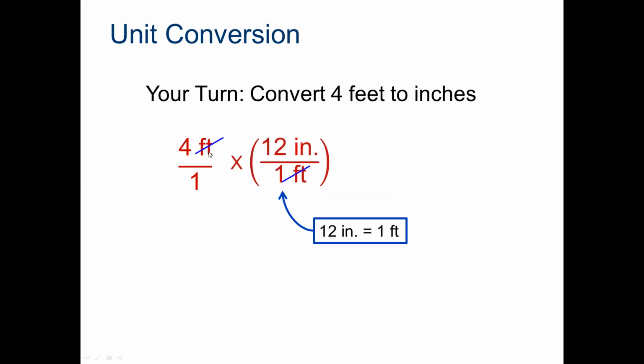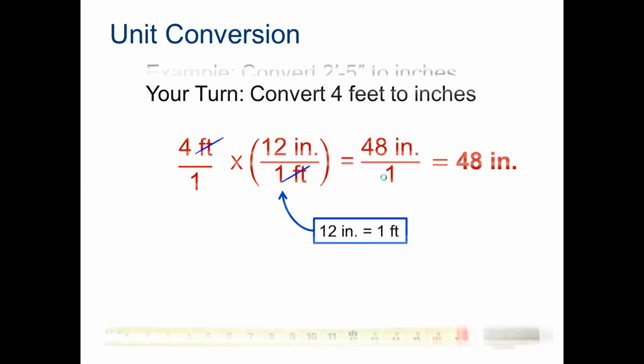All right, we cross out the feet. They cancel each other out because 1's on top, 1's on bottom. Then we do the math, 4 times 12, and 1 times 1. The inches don't go away. They're still there. There they are. 48, that's equal to 48 inches because 12 times 4 is 48, and 1 times 1 is 1. And the inches are still there. They're not gone. And so we can write that like that. We don't really need to write it over 1.